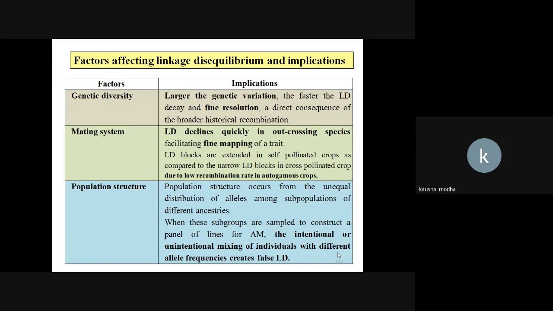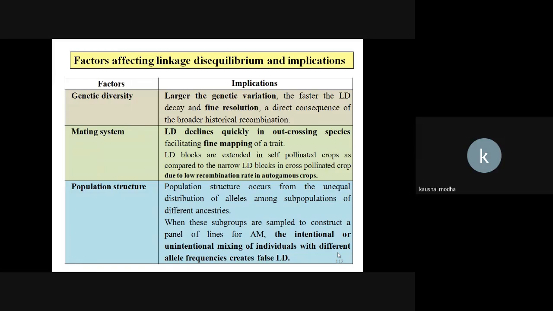So intentionally or unintentionally, when these subgroups which have unequal frequencies are brought together, it results in population structure and it creates false LD. So it is one of the major factors in association mapping resulting in false positives. That means a marker may not be associated with the gene, but you are getting the association. That is called a false positive due to population structure.